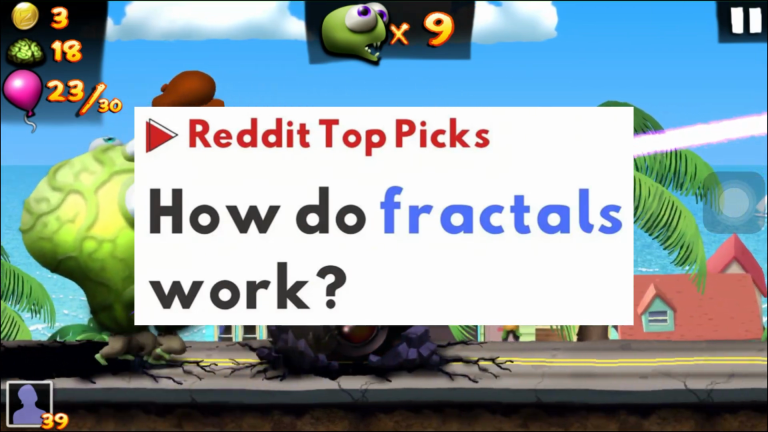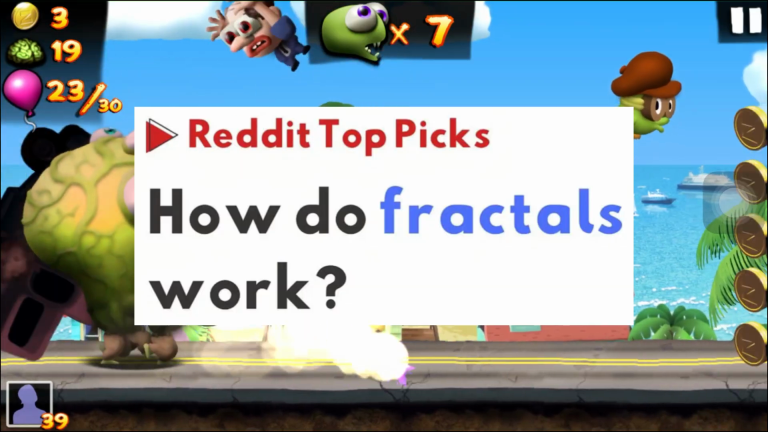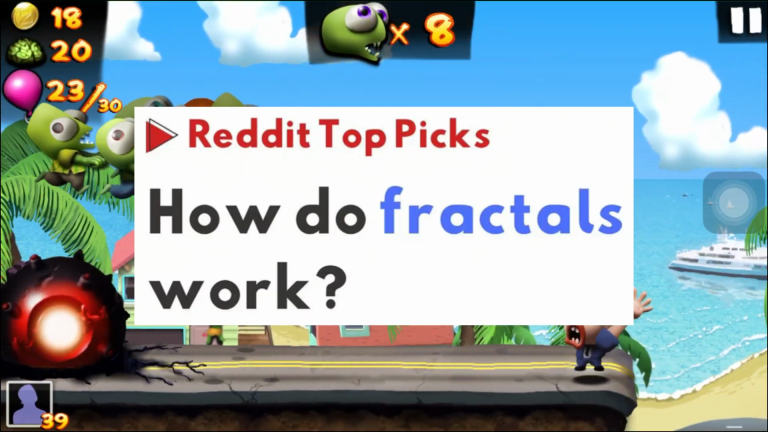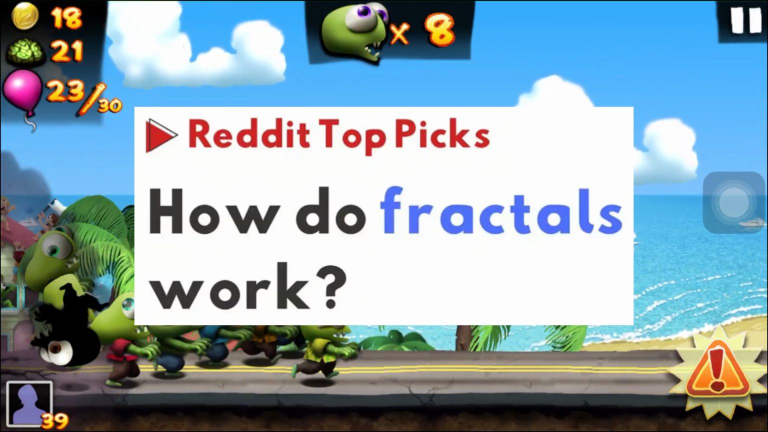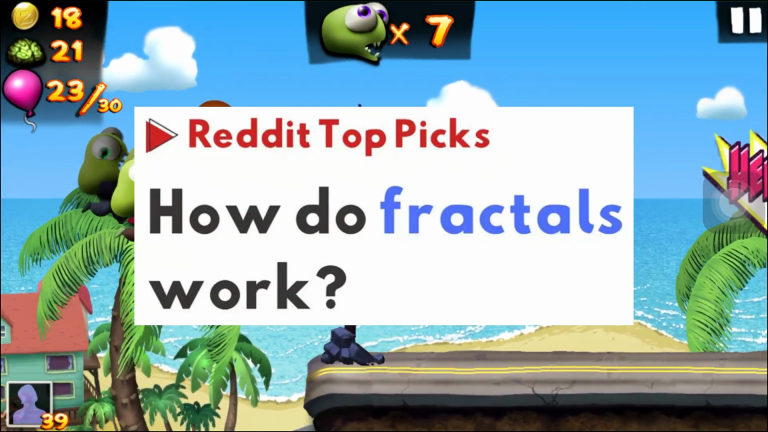How do fractals work? I'm trying to do a research project on a complex math topic. I recently came across fractals, which I find very interesting. However, I'm struggling to understand what exactly they are and how to describe them. A general explanation would be super helpful.